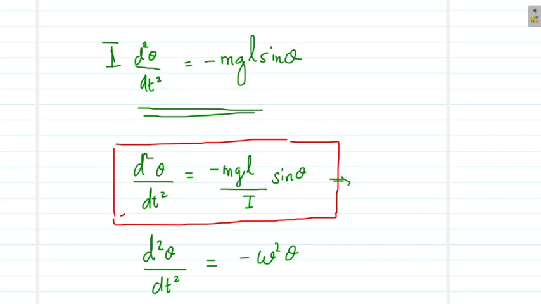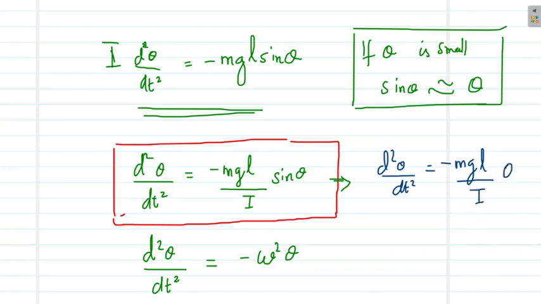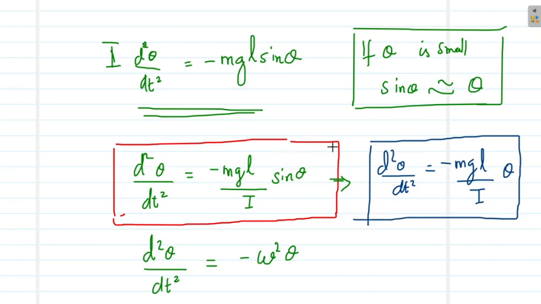As we know, when angle theta is very small, if theta is small, sine theta can be approximated as theta itself. So under this particular condition, this differential equation can be rewritten as d square theta by dt square is equal to minus mgl divided by I into theta. So these equations are one and the same when theta is small.